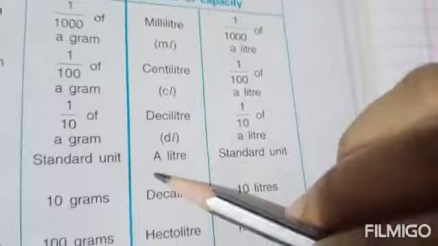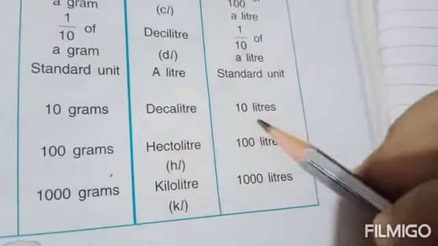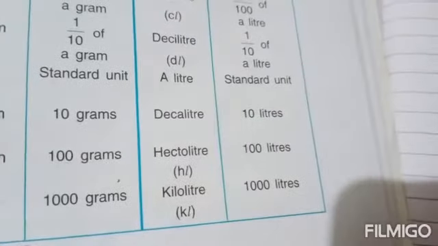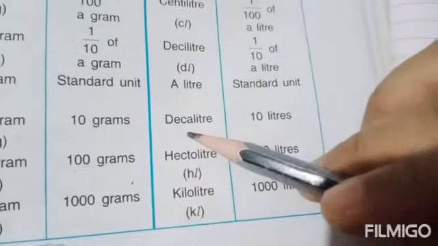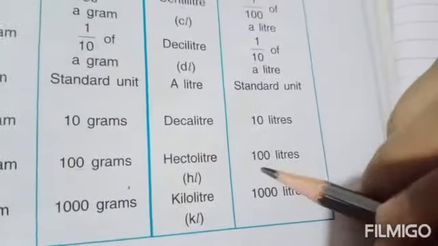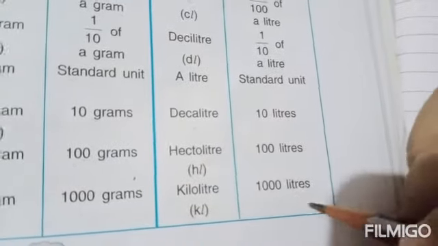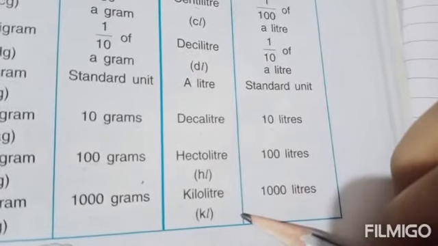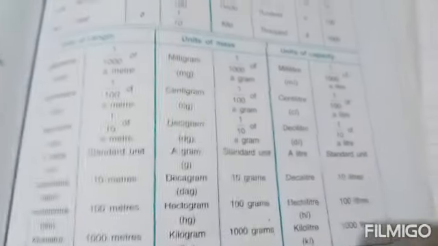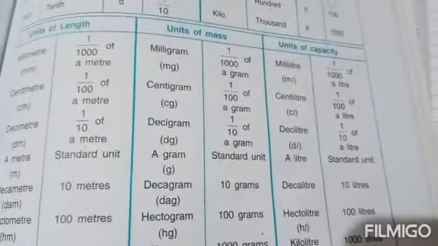Next, a liter, that is the standard unit. Now, decaliter means it is 10 liters. 10 liters will make a decaliter. 100 liters will make a hectoliter. Then 1000 liters will make a kiloliter. So, you just understand this table.